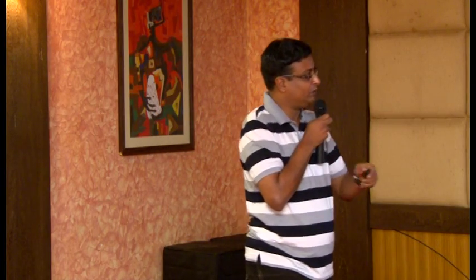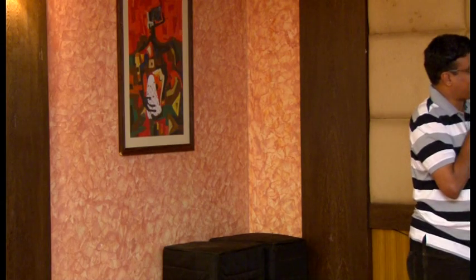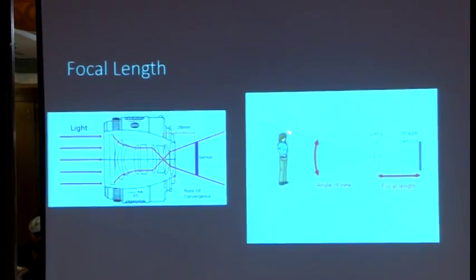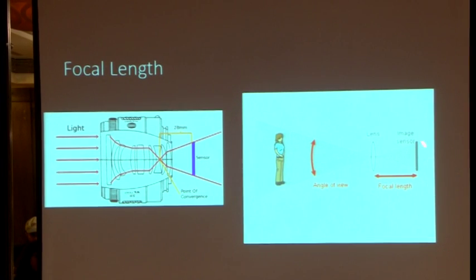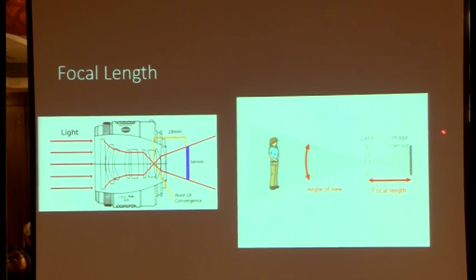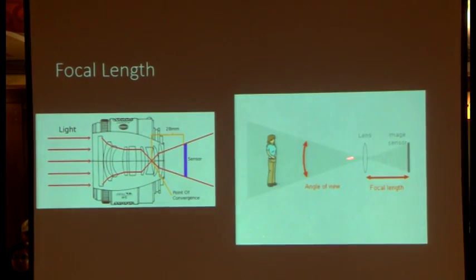Before I go into each of them, just a quick reminder of your physics lessons way back. Focal length: when light comes into the camera lens, it converges at one point, and then a reversed image is formed at the sensor. Like this: this is the subject, this is the lens, this is the sensor of the camera, and this is the angle of view. It converges at a point and then falls on the sensor. The distance between where it converges and where the image sensor is, is the focal length.